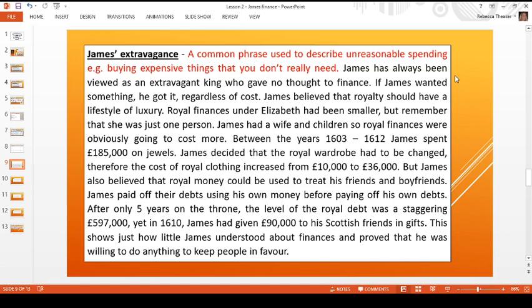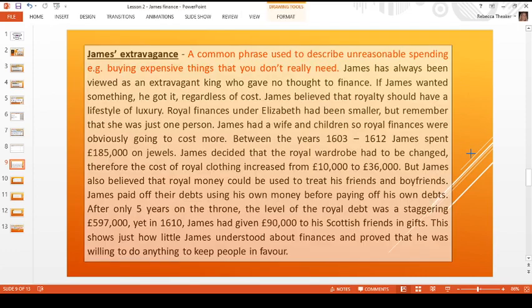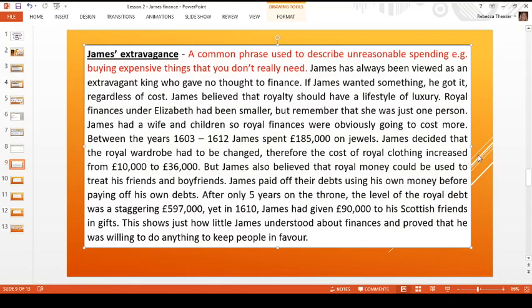James believed that royalty should have a lifestyle of luxury. Royal finances under Elizabeth had been smaller, but what you do need to remember is that Elizabeth was just one person, whereas James had a wife and 3 children, so royal finances were obviously going to cost more during the reign of James. It can be quite easy for some people to just think, well, Elizabeth didn't spend that much money on clothes. Well, of course she wouldn't, because her royal wardrobe was only for one person, whereas the royal wardrobe for James was for 5 people, so obviously it's going to be more.